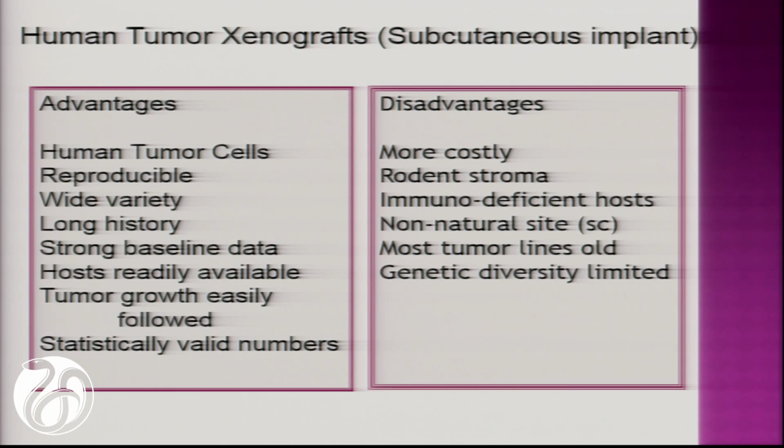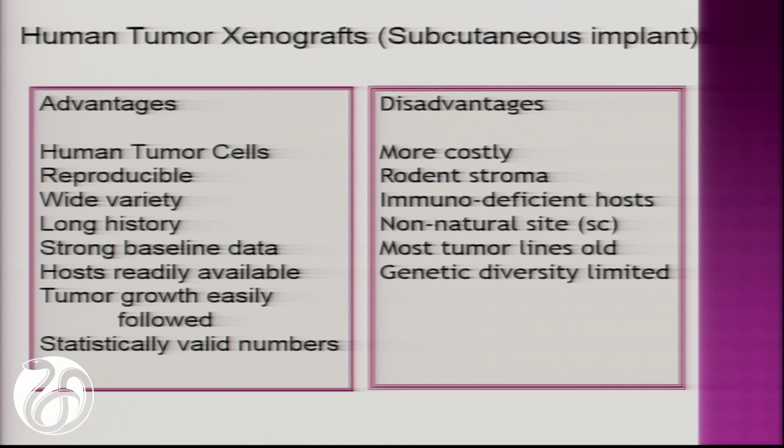The stroma is rodent. That includes the vasculature and the microenvironment and the macroenvironment that these tumors are growing in. The hosts are immunodeficient, and therefore we can't test immune therapies on them. The subcutaneous site is just a very unnatural site for the growth of the tumors, and I think really compromises the understanding of the response.